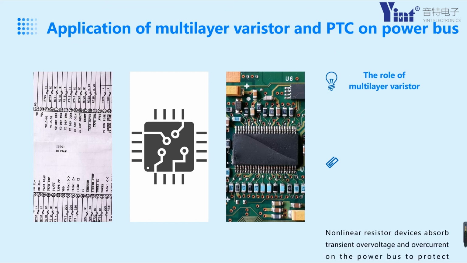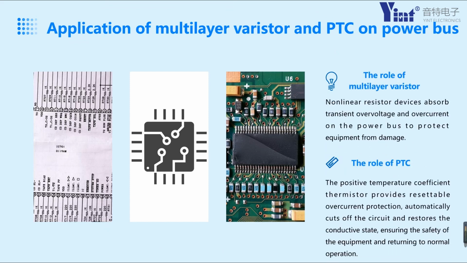The role of multilayer varistor. Nonlinear resistor devices absorb transient overvoltage and overcurrent on the power bus to protect equipment from damage. The role of PTC. The positive temperature coefficient thermistor provides resettable overcurrent protection, automatically cuts off the circuit and restores the conductive state, ensuring the safety of the equipment and returning to normal operation.